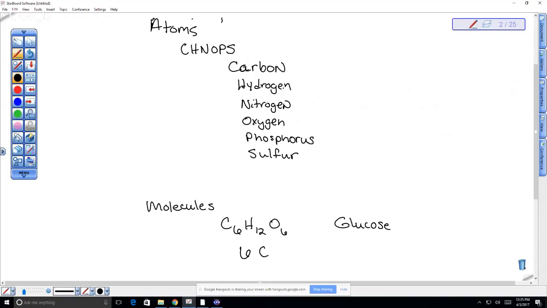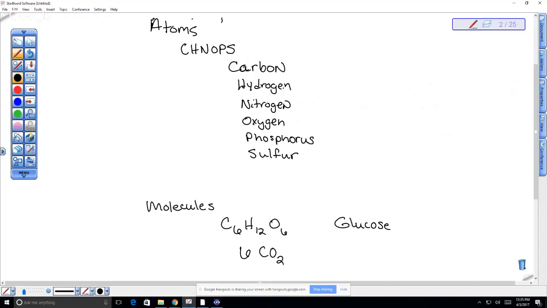That is different than, for example, if we have 6 CO2s. This is carbon dioxide, right? One molecule of carbon dioxide has 1 carbon and 2 oxygen, but there's 6 of them, so there's 6 molecules. I can put a 6 up here, and that would mean that I have 6 glucose molecules. So the subscripts and the numbers in front mean two different things. Those would be 6 molecules of carbon dioxide.